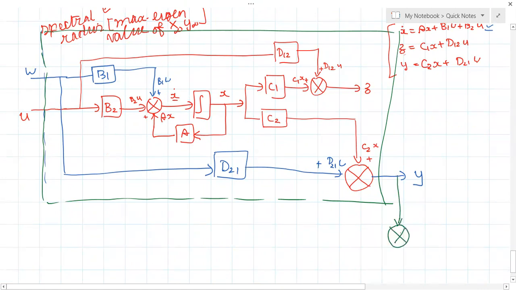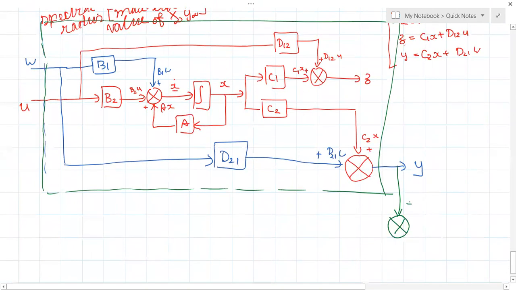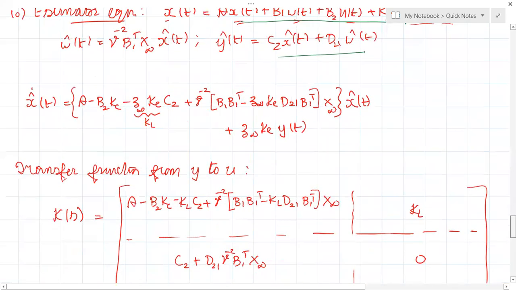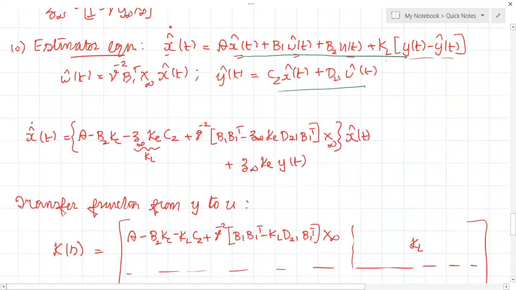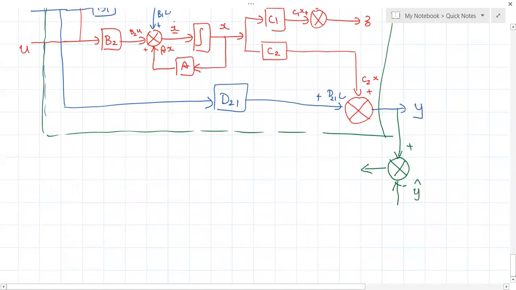This is y minus y hat. So this is plus. If this is y hat, this will be y minus y hat. Y minus y hat into what? Y minus y hat into k. So here we must have a gain k.